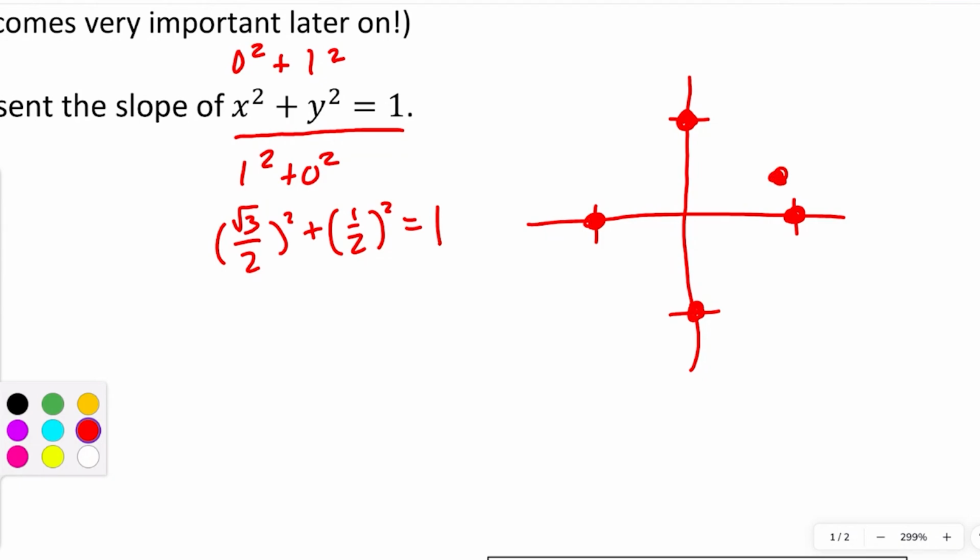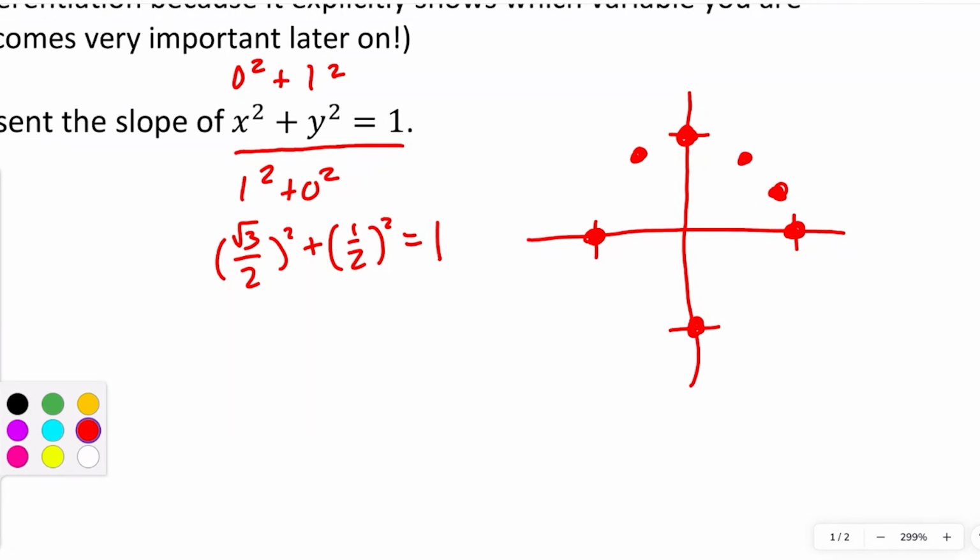Okay. Anything else? Now that you see that point, can you think of any other points? -1/2, comma √3/2 would be like somewhere up here. Good. Yeah. What else? √2/2, comma √2/2. Okay. So now you're starting to see what's going on here. Where are all these points coming from?